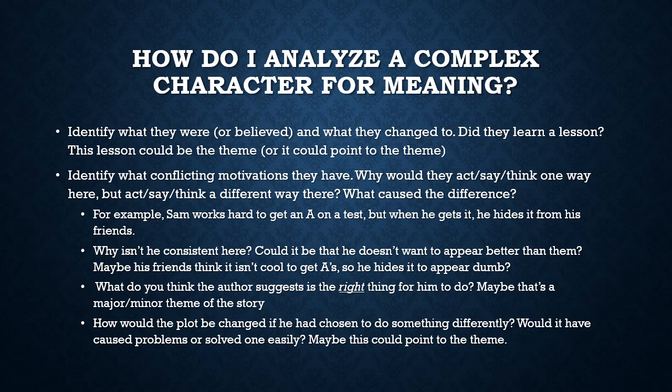How would the plot be changed if he had chosen to do something differently? Would it have caused problems or solved one very easily? Maybe this could also point to a theme. So again, just looking at what's happening. Is there a right thing that the character should have done, or did they do the right thing? And if they had done something differently, would it have changed it? Those are all questions you can ask and analyze while you're thinking through what the theme might be, what the author's message in the story might be.